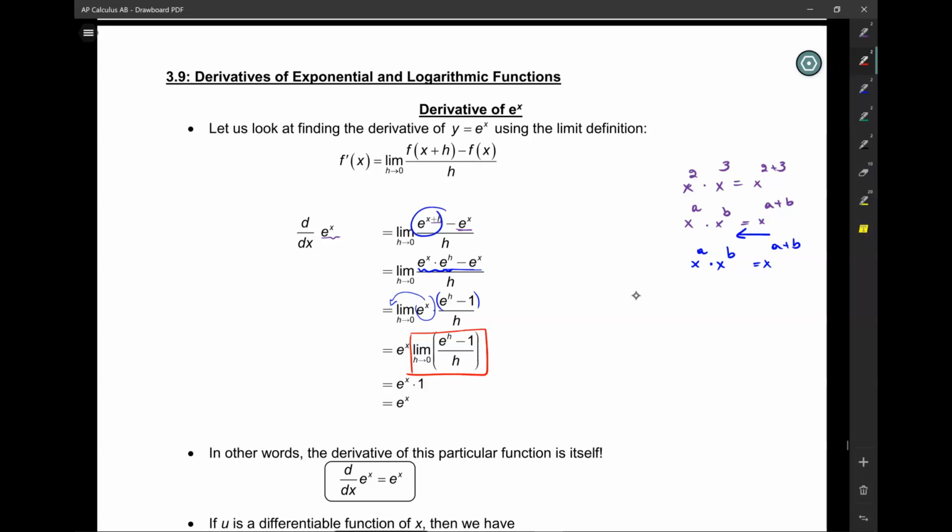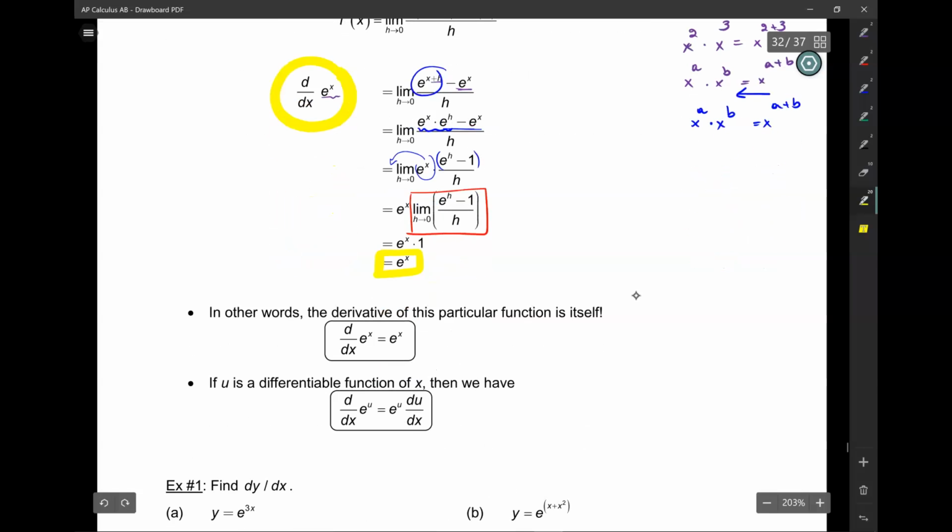When you get 0 over 0, you can rationalize, you can do things, and in the end you could end up with an actual value. So here, if you do some math, which we're not going to, the limit of that in red is actually 1. Because 0 over 0 is indeterminate, not undefined, the derivative of e to the x is just e to the x. That's it. That's the biggie.